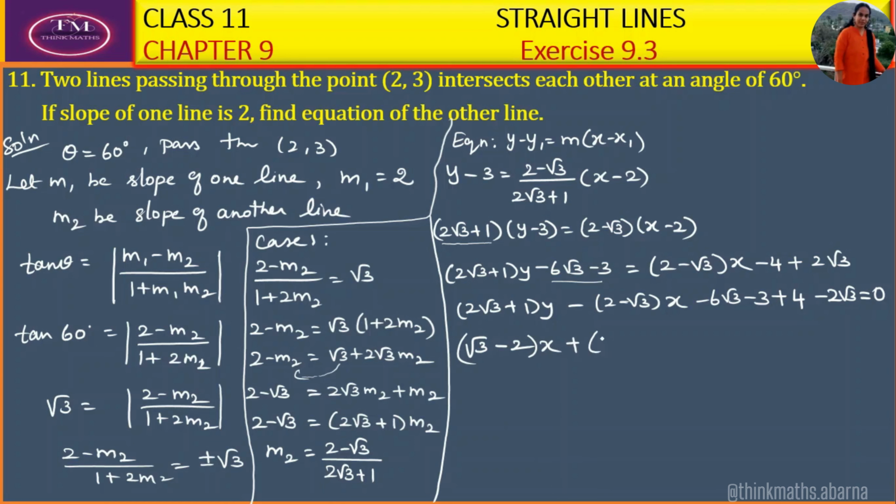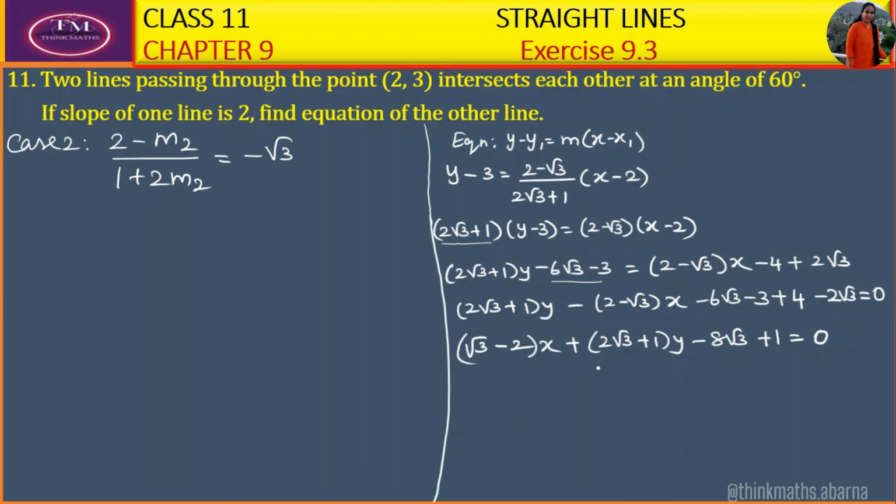Next, y term. It is 2 root 3 plus 1 into y. What are the constants? Minus 6 root 3 and minus 2 root 3 will give you minus 8 root 3. Minus 3 plus 4 will give you plus 1, equal to 0. So this is the equation when we take case 1, that is when we take positive root 3. Okay. Now in the same way we have to take negative root 3. Okay. So before that let me erase these values. For case 1, this is the equation.